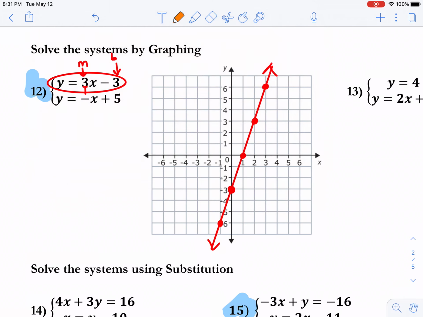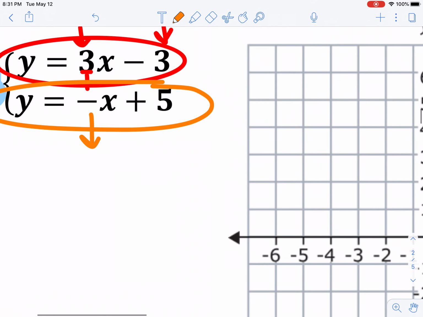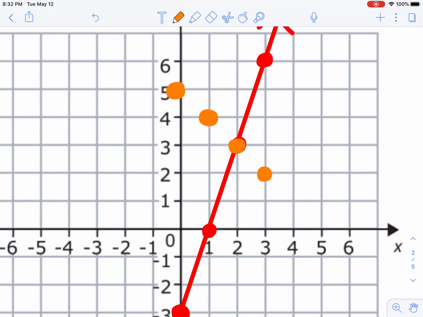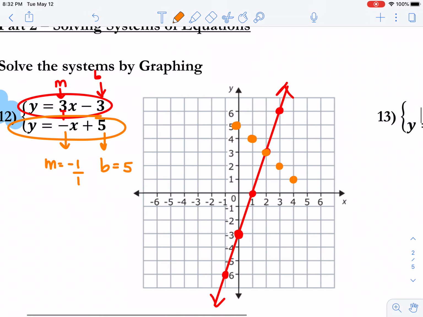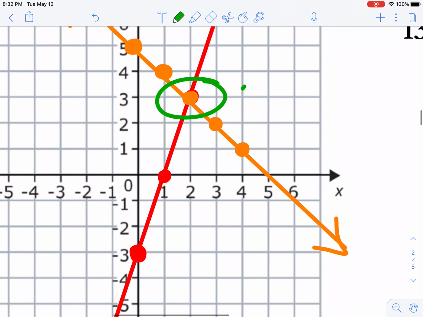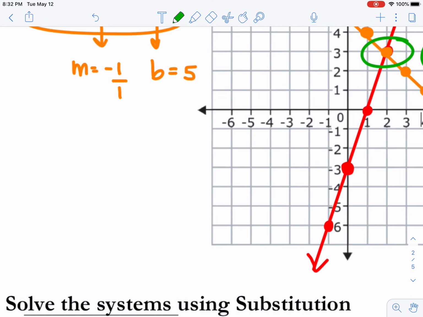Okay, and then in orange, I'm going to do the second one. This slope is negative 1, so I'm going to put it over 1. This y-intercept is positive 5. So down 1, right 1. Down 1, right 1. Now I can see where these are going to intersect. I'll draw a couple of extra points, but I don't need to do all of them because I already found that point of intersection. That point of intersection is the solution. So the solution is the point 2, 3. That's the answer.